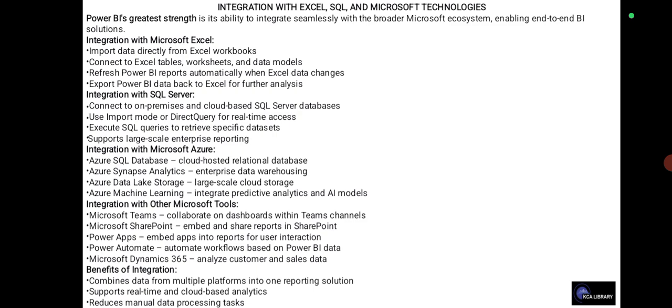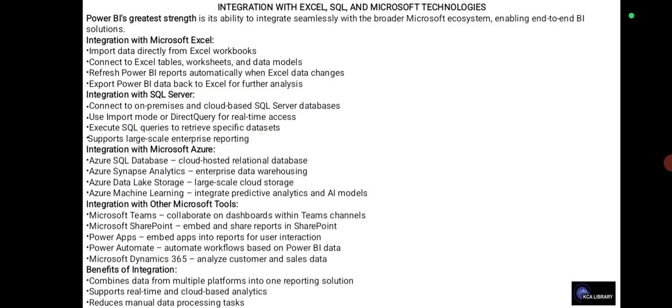Now let's talk about how to integrate with SQL Server. To integrate with SQL Server, you first connect to on-premises and cloud-based SQL Server databases. You use import mode or direct query for real-time access. Then you execute SQL queries to retrieve specific data sets. Then it supports large-scale enterprise reporting.